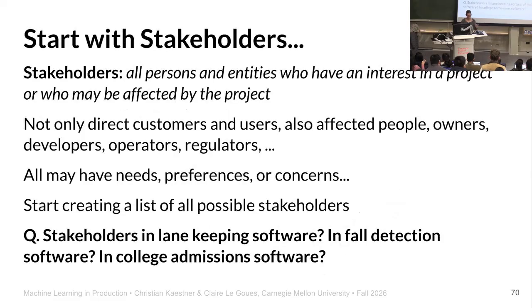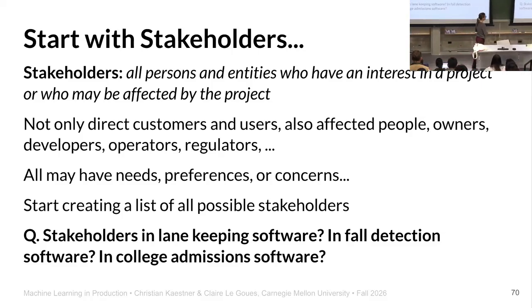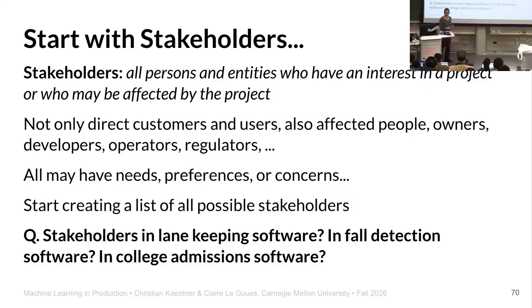So in fact, I'm anticipating myself. You want to start with stakeholders. It's not only the direct customers, it's also affected people, owners, and so on. We want to think about the list of all possible stakeholders. You cannot inevitably speak to every human on the planet, but you want to identify the most important ones, because those are the ones who help you identify what the goals of the system are and where the conflicts start to happen.